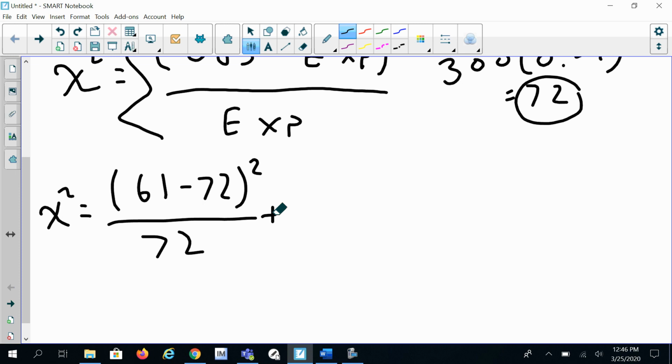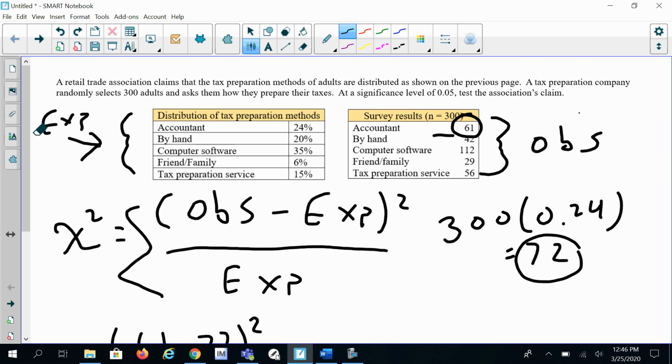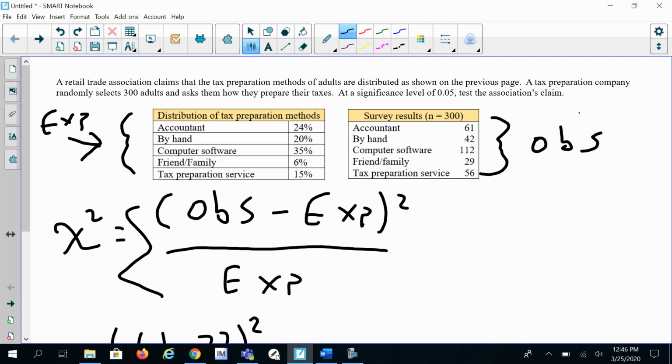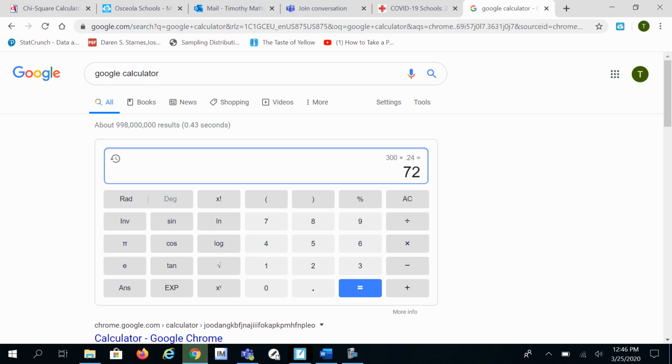And now I need to do that for by hand. I already have the observed by hand, which is 42. I need to find the expected by hand. So remember, we take the total, which is 300, multiply by the percent of by hand, which is 20%. You can go to your Google calculator if you want, but 3 times 2 is 6, move the decimal place, should be 60 is my guess. Let's just double check because I could be wrong, but I highly doubt it. And sure enough, it is indeed 60.